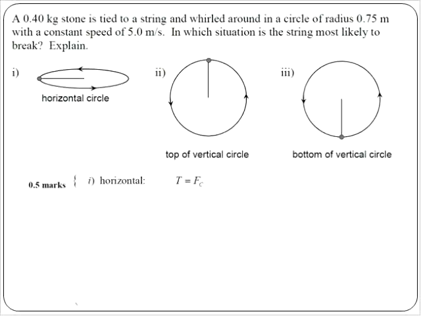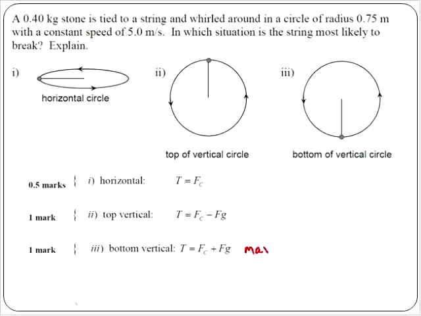Then, for the top of the vertical one, remember it was always Fc minus Fg because of the directions, right? And then at the bottom of the vertical, it was always Fc plus Fg. So you can see that this guy down here, he's the max. This one here is the minimum. And this guy right here, the horizontal circle, that's the median. There are actually three different tensions in each of those situations.